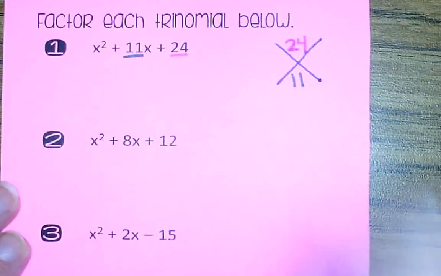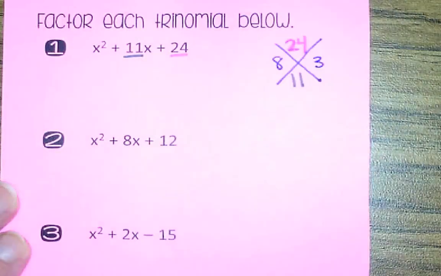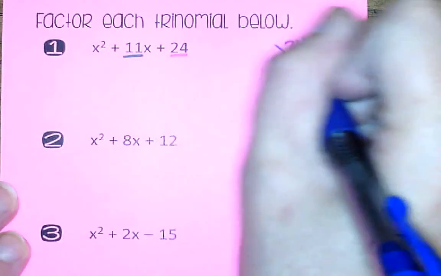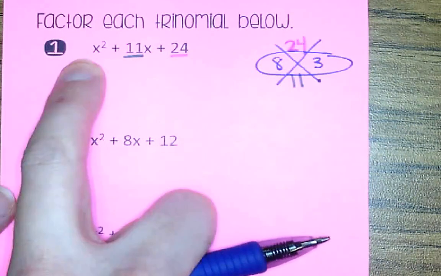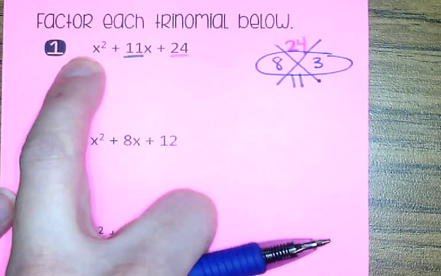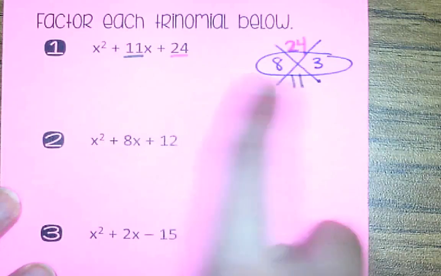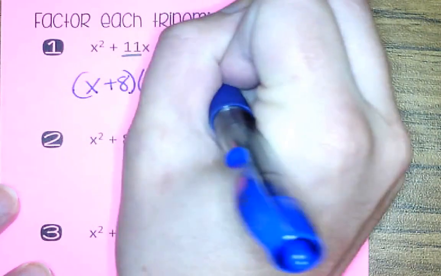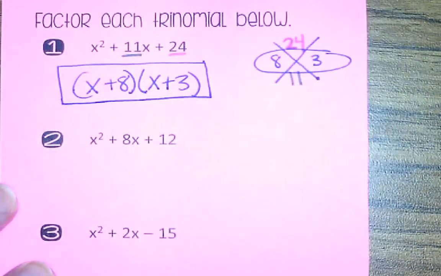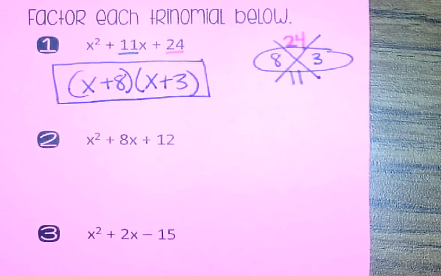Anybody want to help me out? 8 and 3. Very good. So guys, this is the beautiful thing. When you do not have a leading coefficient, guys, those are your two factors right there. So you do not have to factor by grouping right here. This gives you your factors of x plus 8 and x plus 3. All right, y'all? Is this ringing any bells? You guys feeling good about this?